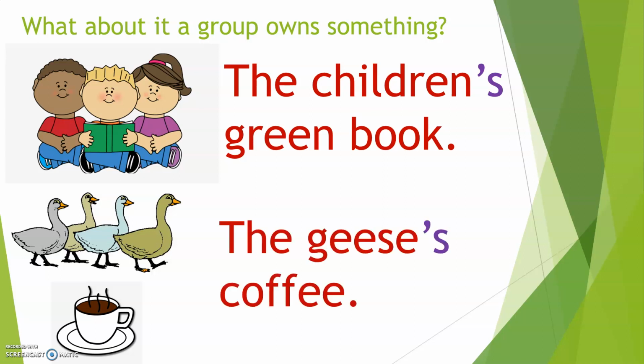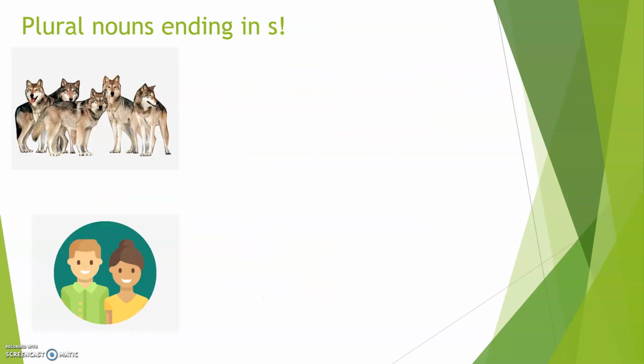The geese's coffee. Once again, the apostrophe S is after geese. That is the plural noun that owns the next thing in the sentence, the coffee. So when we're looking at a plural noun, so we've got more than one child, more than one goose, we put an apostrophe S on the end still to show that they possess the next thing. But the next bit is where it gets a little bit tricky.